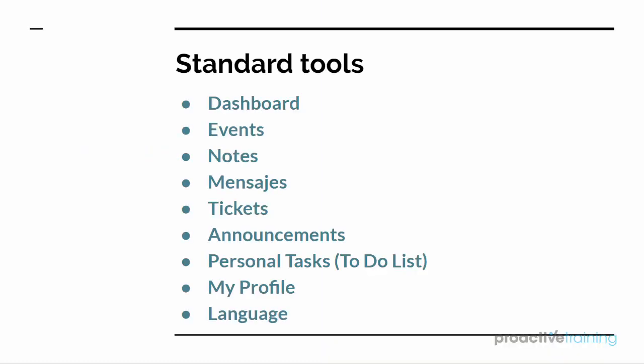Some of the standard tools are the dashboard, where we can see a summary of everything that is happening in our XPM; events, where we can manage events for all our staff and clients; and notes, where we can take personal and private notes, as well as an internal messaging system. We have a ticket system that allows for our clients or users to communicate with us. We can manage announcements directly from the XPM interface. We can do personal tasks or to-do lists, as well as administrate my profile and select my interface language.